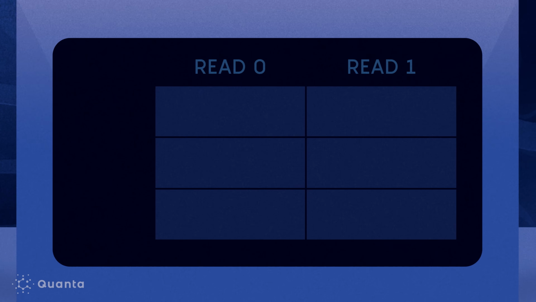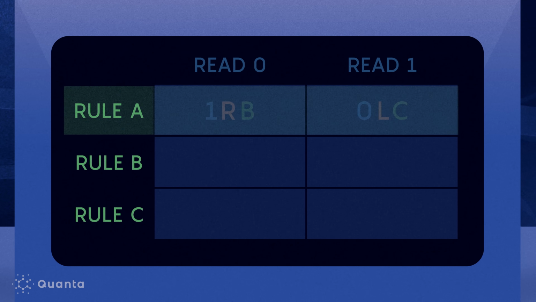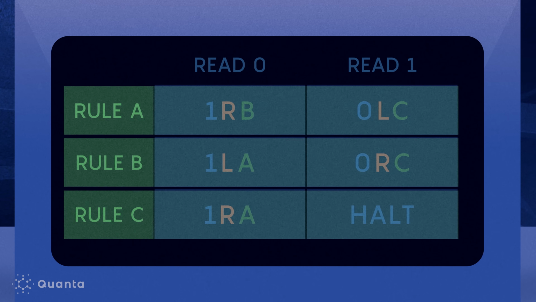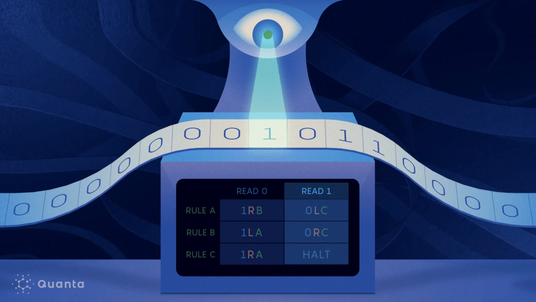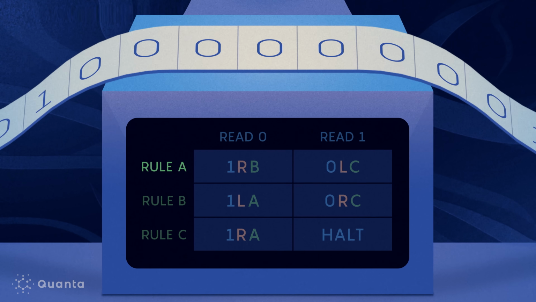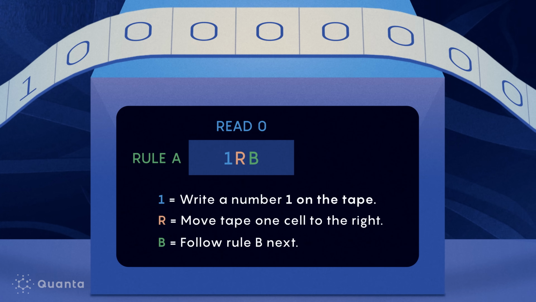A Turing machine's program can have any number of rules, as summarized in a table. This table contains one row for each rule and two columns, one for when the head reads a 0 and the other for when the head encounters a 1. Each rule tells the machine what to write, which way to move the tape, and what rule to follow next.